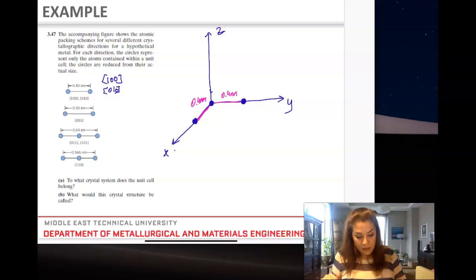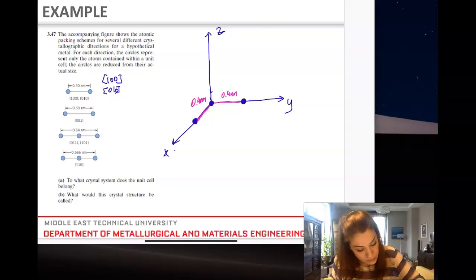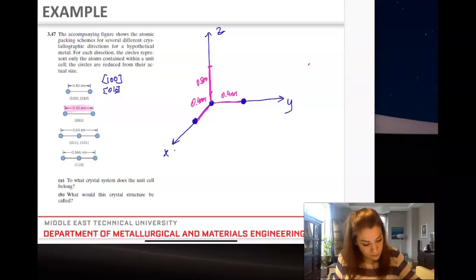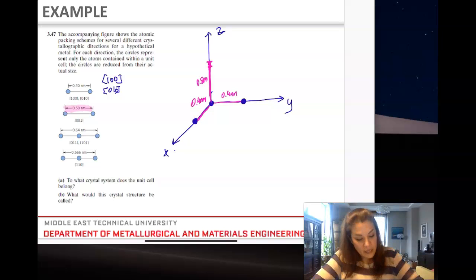Okay, the second geometry, another atomic configuration, is given for 001 this time. What is 001? 001 is this vector. But this vector is given this time as 0.5 nanometers. It is longer than 0.4, right? It's a little longer. And it also has another lattice point at the end of it. So this is 001.